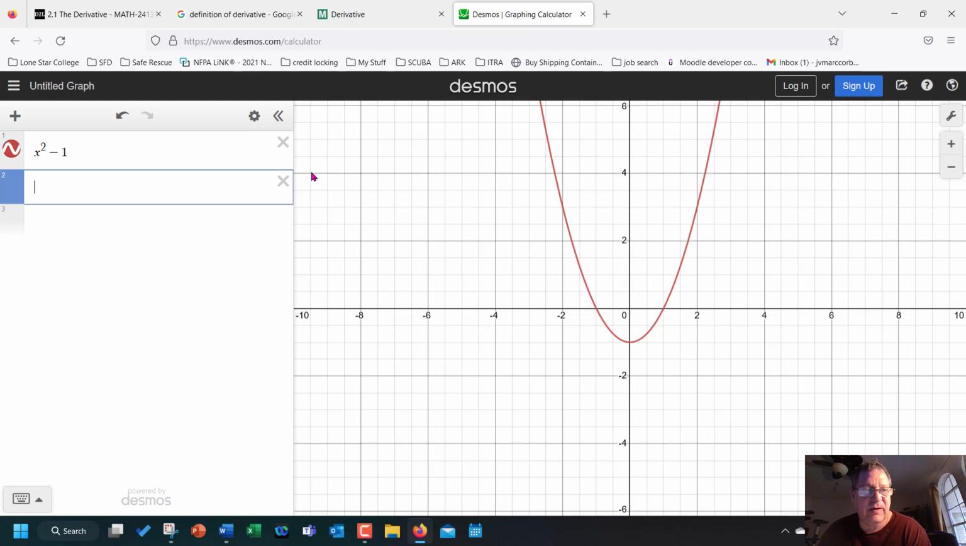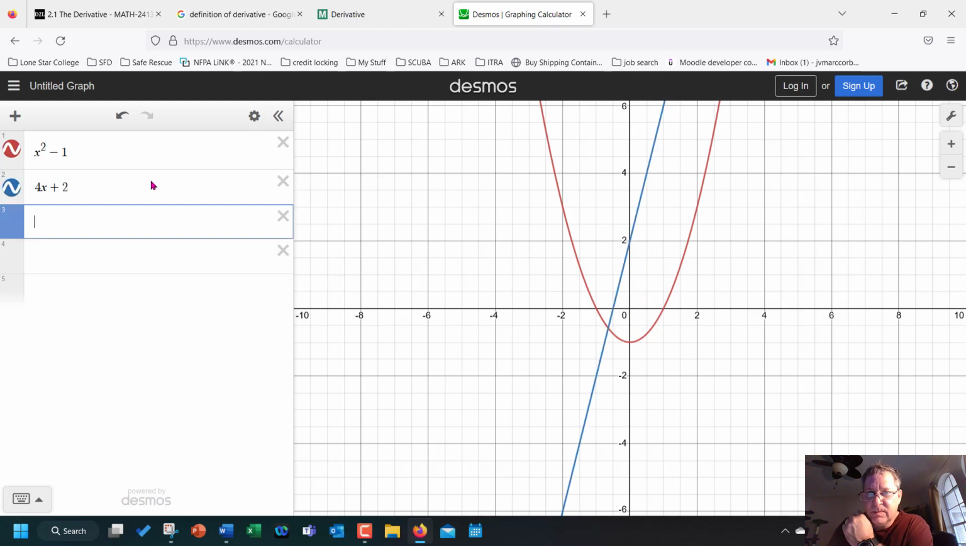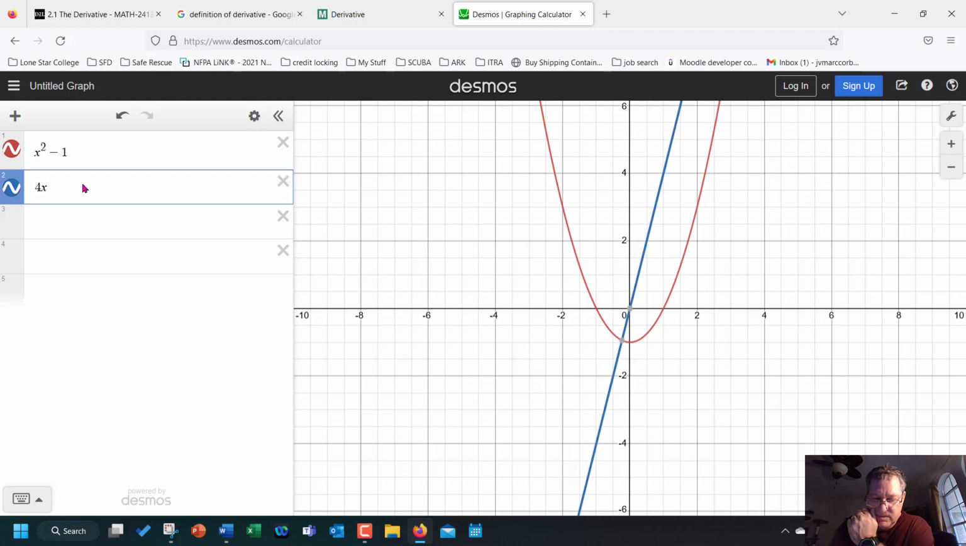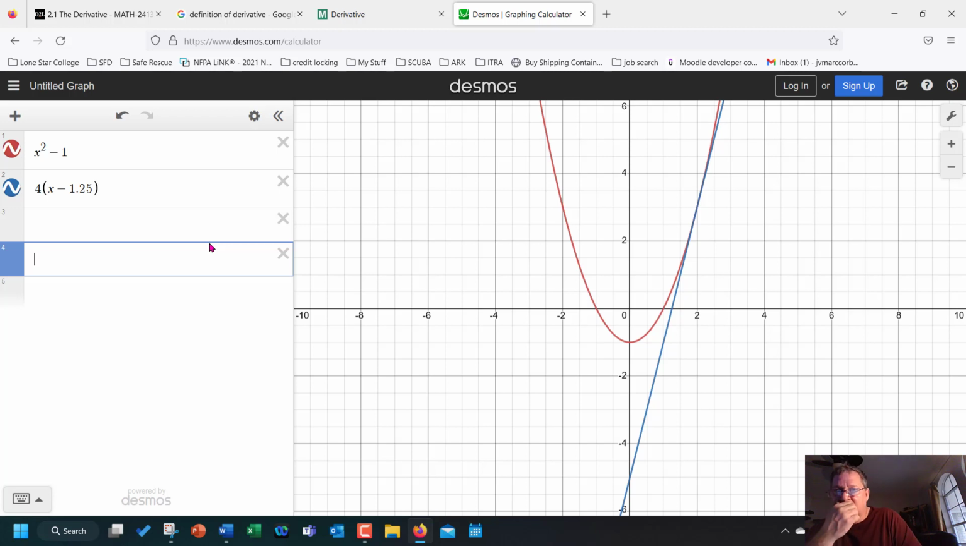So let's see, if I drew 4x, that's a function with slope 4, and let's say if I move that over for x. Try to be precise here. There we go. So I was just playing with it.